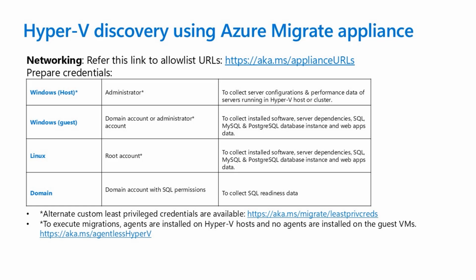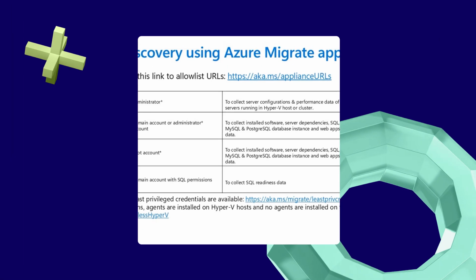To enable guest and workload discovery, which covers installed software, server dependencies, and discovery of SQL Server, PostgreSQL, MySQL databases, and web apps, you'll need Windows Administrator and Linux root credentials. Instead of admin or root credentials, you can also create custom least privileged accounts for Windows, Linux, and SQL by following the Credentials Security Best Practices Guide.